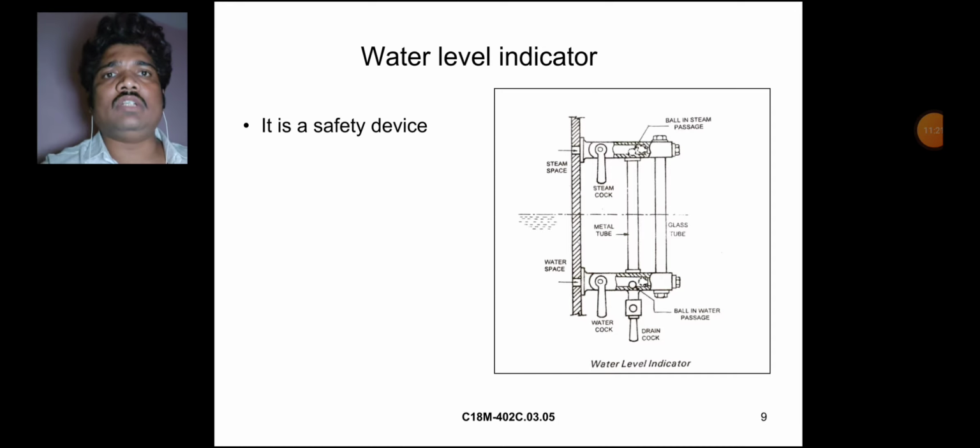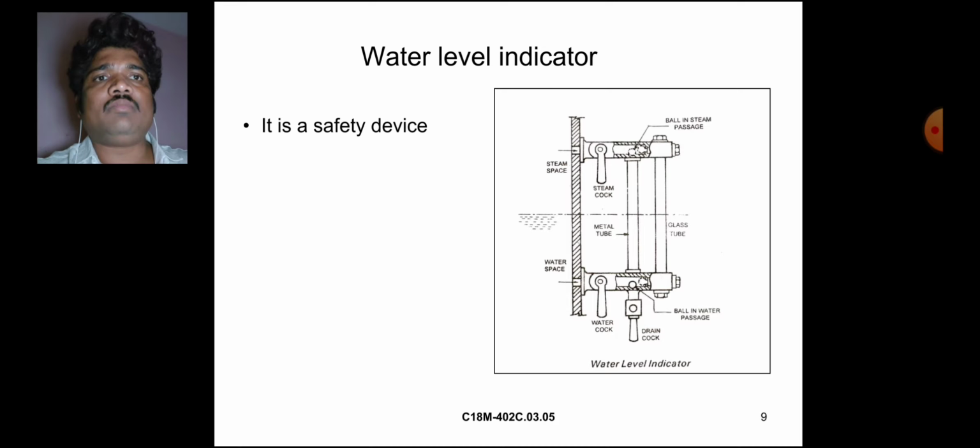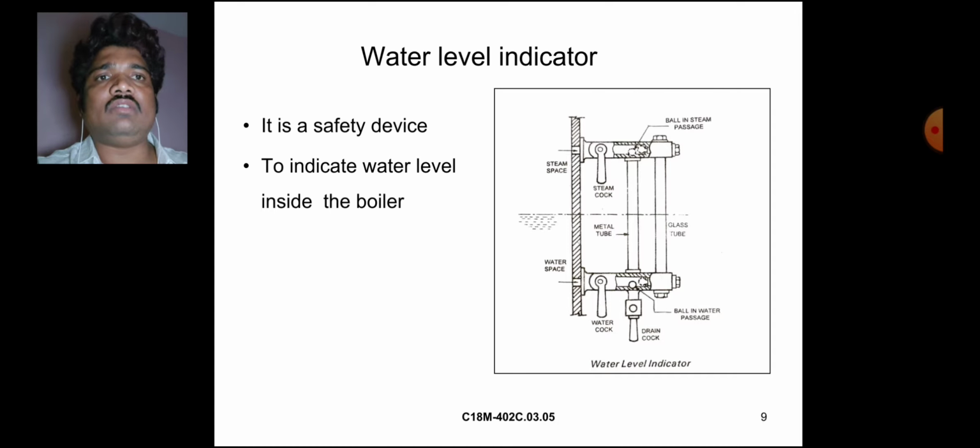Next, the Bourdon tube pressure gauge is complete, and next is the water level indicator. The water level indicator, as shown in this figure, is a safety device to indicate the water level inside the boiler.